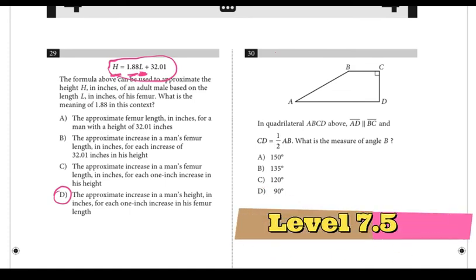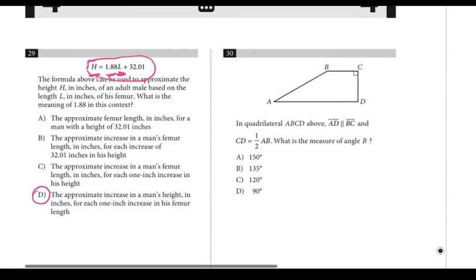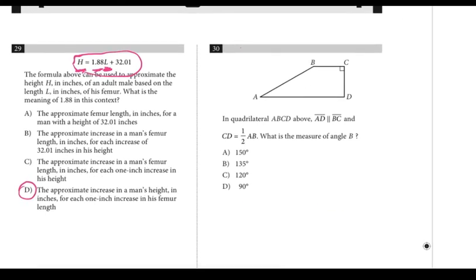Let's go to number 30. Quadrilateral ABCD. AD is parallel to BC. So AD, let's draw the little arrow here to show that they're parallel to BC. So it's not only a quadrilateral, they're saying that's a trapezoid. Since those are parallel, that would be defined as a trapezoid. CD is half the length of AB. What is the measure of angle B?